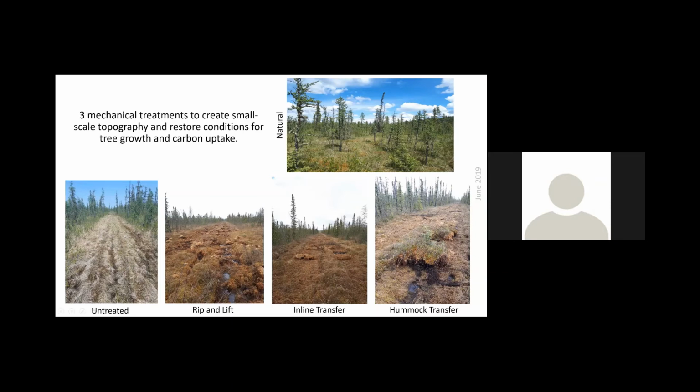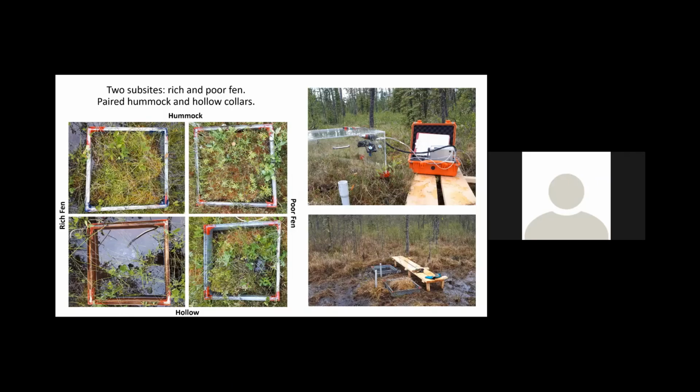So our site actually divides up into two sub-sites. We have a rich fen and a poor fen. So each of the treatments are duplicated in both rich and poor fens, and then all of my collars are paired between the hummocks and hollows so that I can calculate the fluxes on both. And I was taking fluxes for CO2, so carbon dioxide, as well as methane production over the growing season last summer.